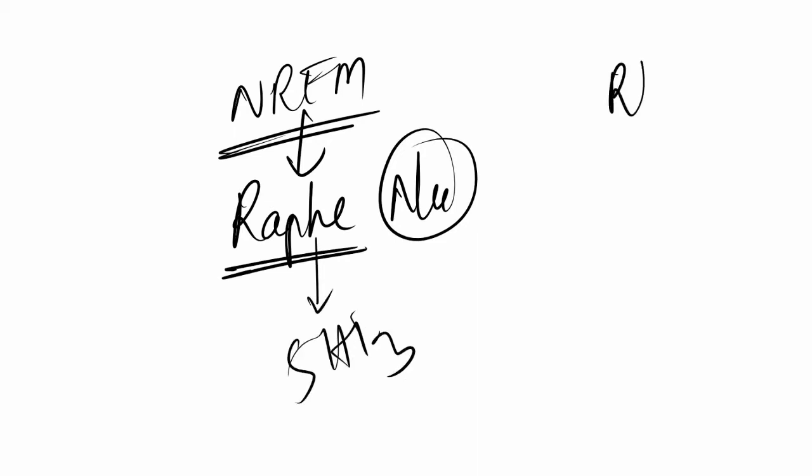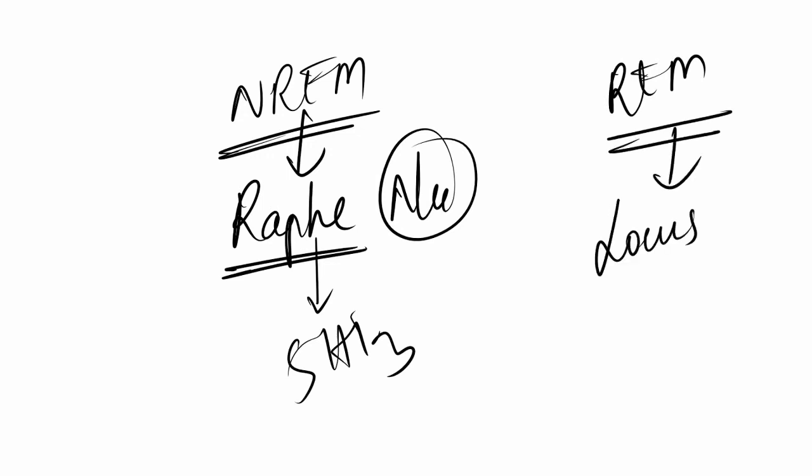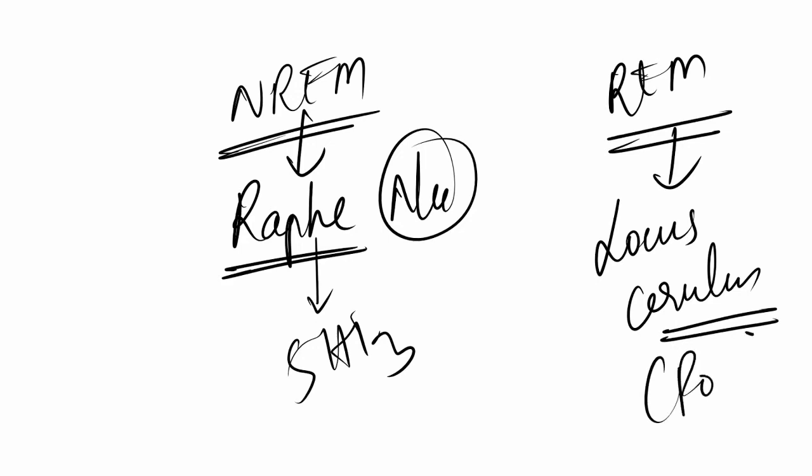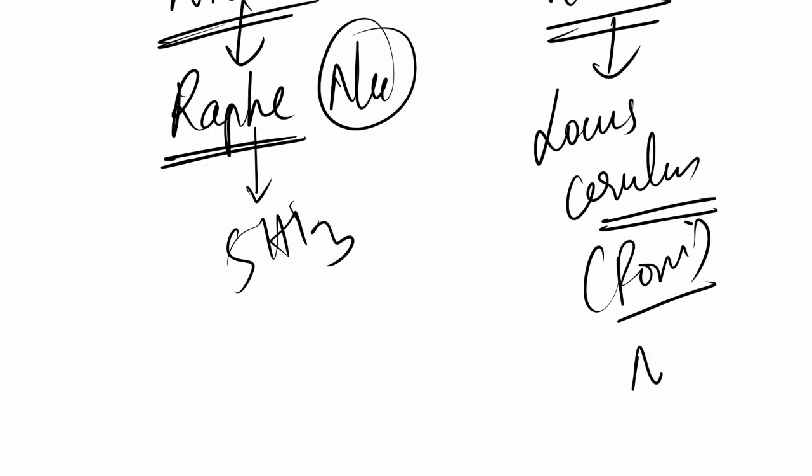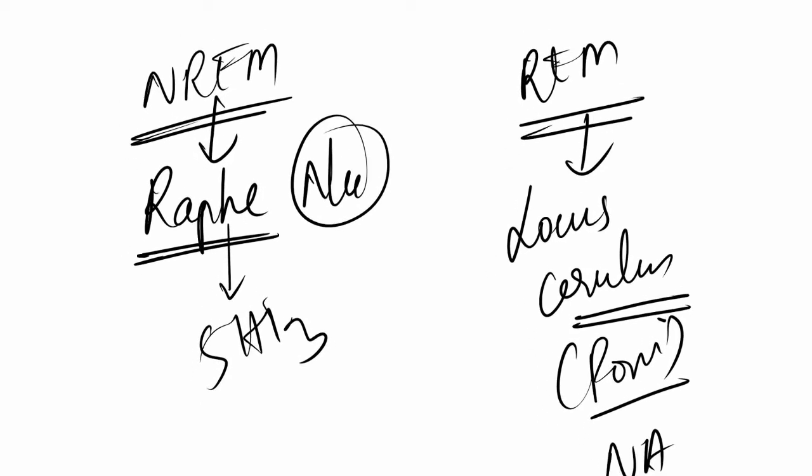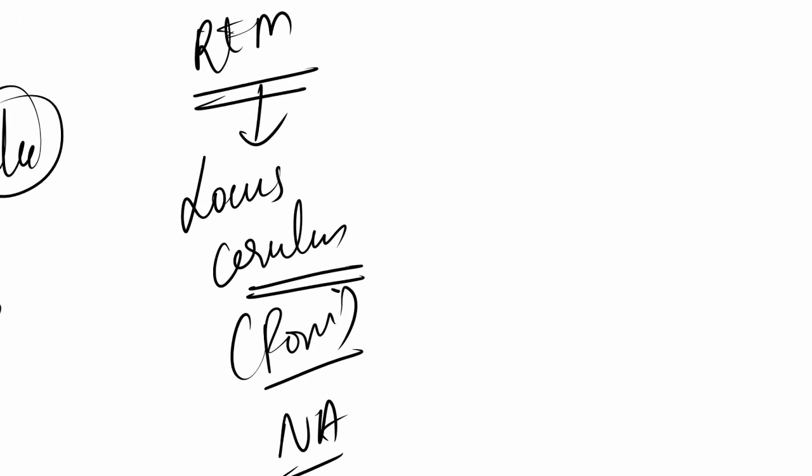REM is related to which nucleus, which part of the brain? Locus ceruleus of pons. Neurotransmitter, noradrenaline. So NREM, raphe nucleus, related to analgesic system. Go see it, it's a good video. 5-HT3. REM, locus ceruleus, pons, noradrenaline. Now the sleep pathway. So the person initially is at relaxed state.